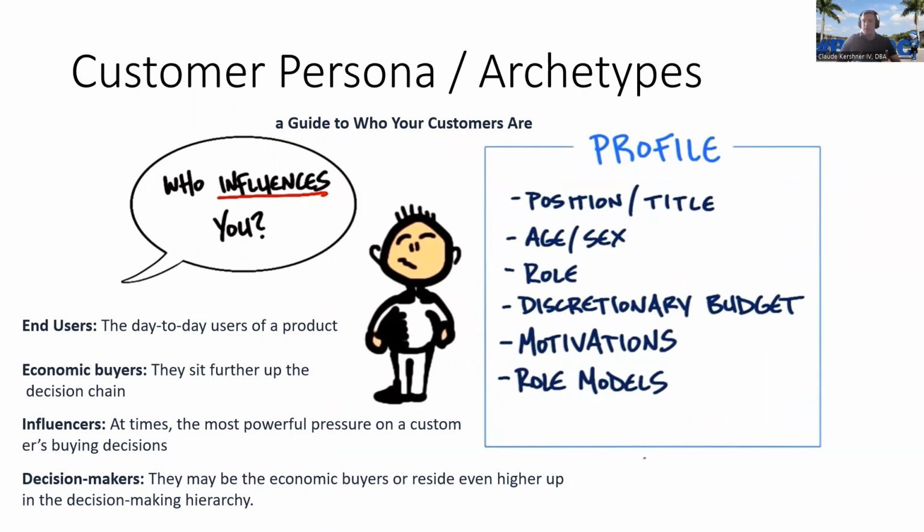So here are some suggestions or some thoughts to consider. What position or title do they have at work? What age or sex are they? What's their role within their household? What's their role within their work environment? What's their role within society? Discretionary budget: how much money do they have to spend on products and services that they're not spending on food or shelter or clothing? And what does that percentage of their budget look like each year, each month?